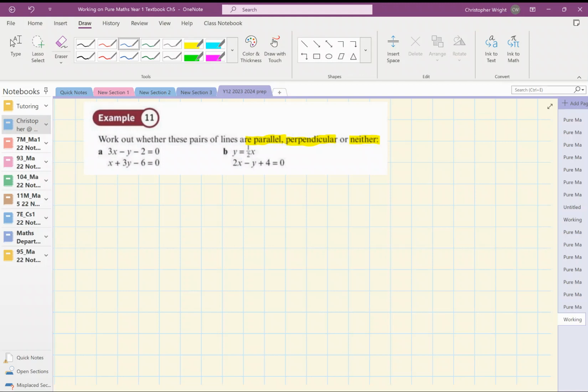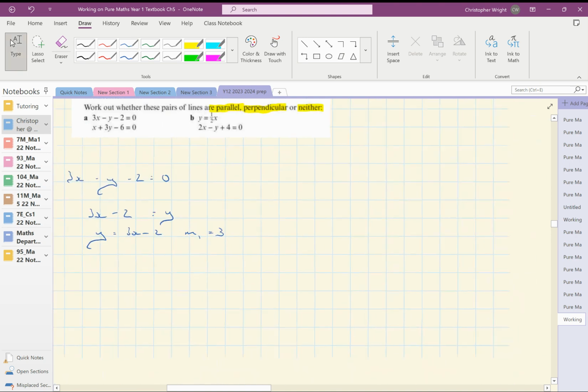So let's have a look at this first one, and let's see if I can work out the gradients of these two lines. This is the first one. I'm going to rearrange it into y equals mx plus c. I'm simply going to add y to both sides. It gives me 3x minus 2. So y is 3x minus 2. So m1, the gradient of the first line, is 3.